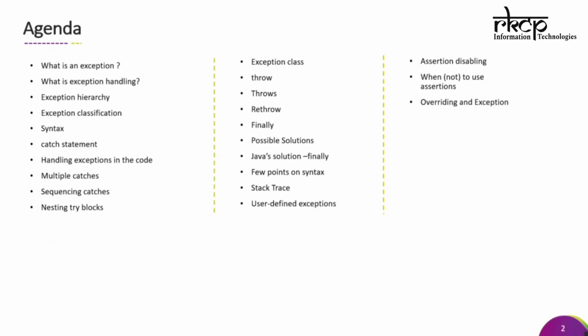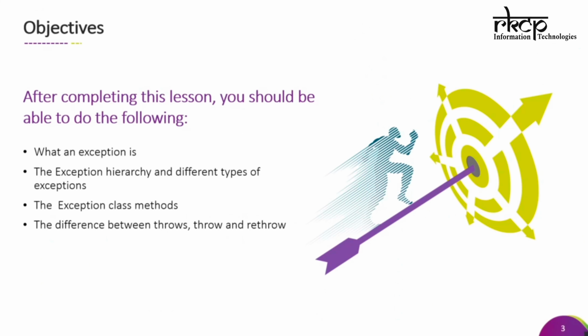Here throws, throw, rethrow, finally block. What are the possible solutions? What are the Java solutions for finally? Here stack trace, how to use, what are user defined exceptions, assertion, how to enable assertion, how to disable assertion, when to use assertion, overriding an exception. So all these agenda items you will see in this week. One by one I will show you.